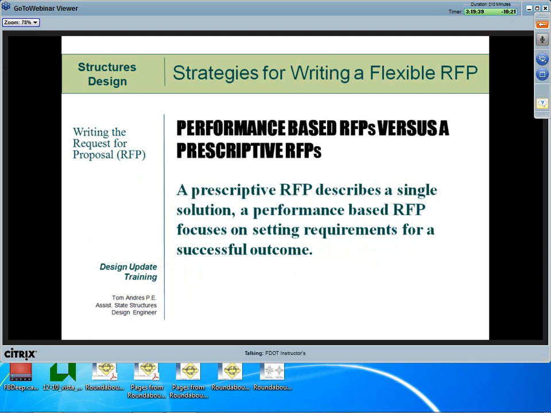In many ways, writing an RFP is like writing a specification. You can be prescriptive and describe the single solution that meets the project needs. In the case of a specification, you would tell the contractor how to do something step by step. That would be prescriptive. Or you can be performance-based and write a specification which focuses on a successful outcome. An RFP is very similar. There actually may be project constraints that have to be prescriptive. More on that later. But the best practice is to use performance-based language whenever possible.